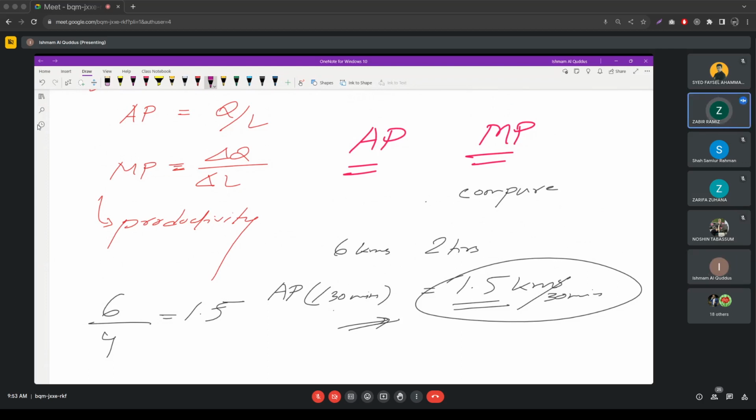Anyone? What's the issue here? So the unit, like it's one in kilometers and another in 30 minutes. It should be per hour. No, no, that's not a problem, because I have already said per 30 minutes. That's not an issue. Even if I gave per minute, it's the same. So what's the issue here?